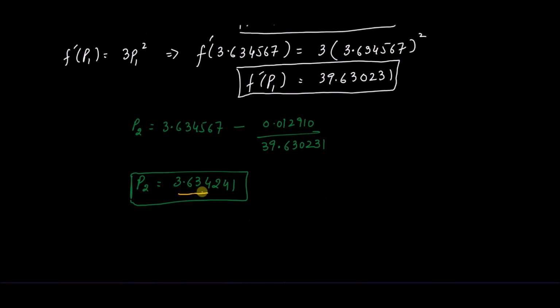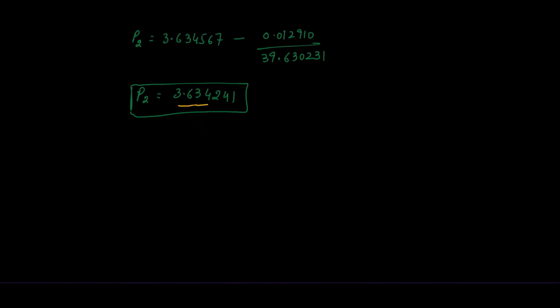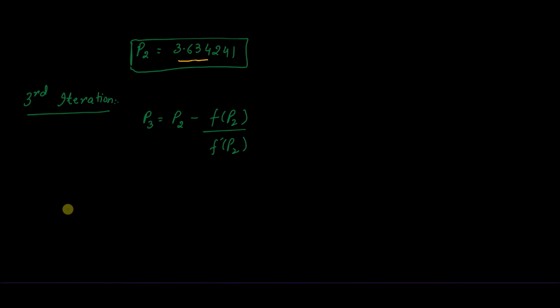But it is mentioned in the question that we need the accuracy till 4 decimal places. So for that, we need to go for a third iteration. The customized formula for the third iteration is P3 equal to P2 minus f of P2 over f prime of P2. Now we need to find the value of f of P2 and f prime of P2.